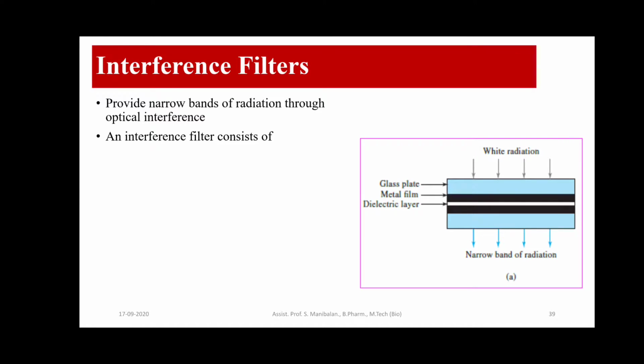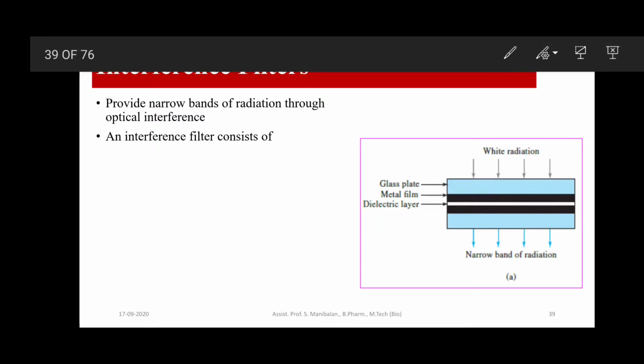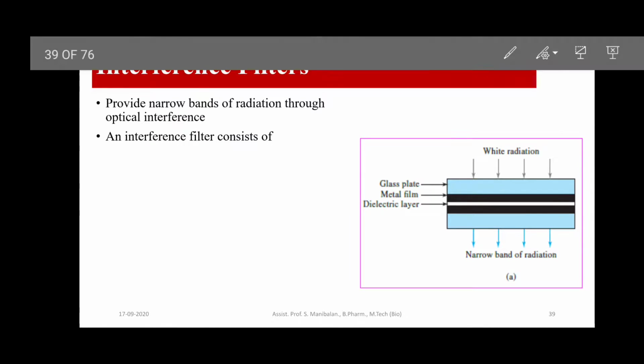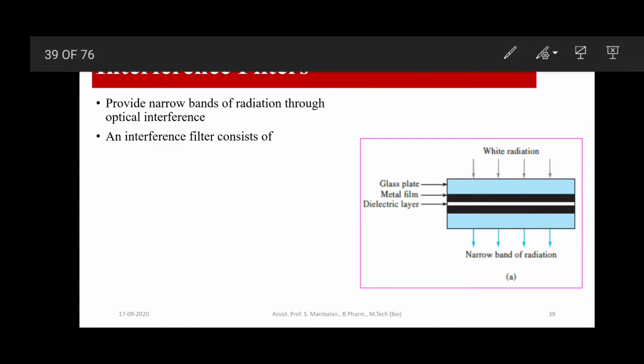The first filter is very simple, the interference filter. You can use this as an example to write in your examinations. It provides narrow bands of radiation through optical interference, right? Because an interference filter obviously should produce interference. So an interference filter consists of, you can see that in the picture. Okay, why is it not coming?